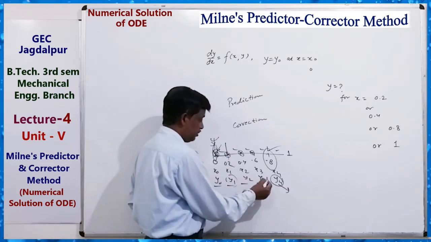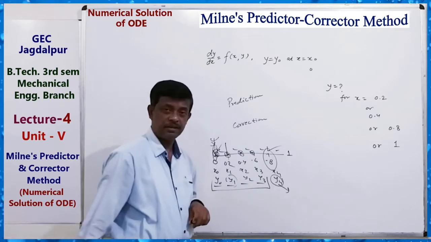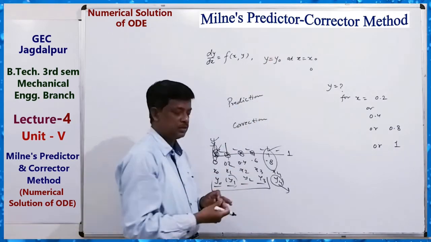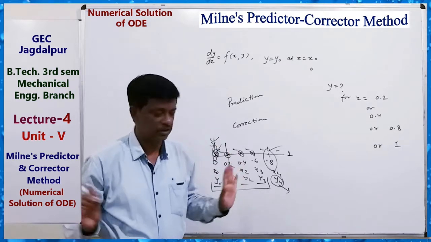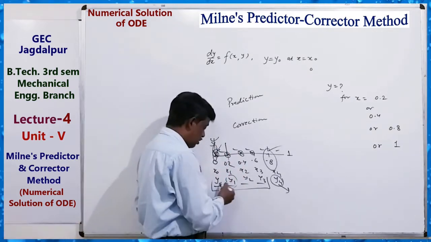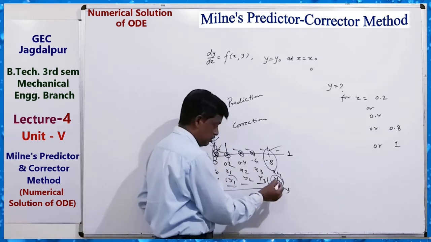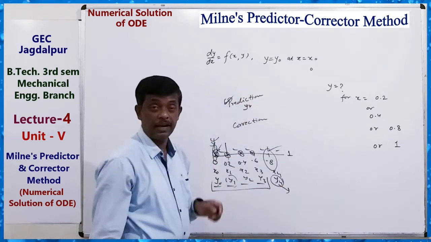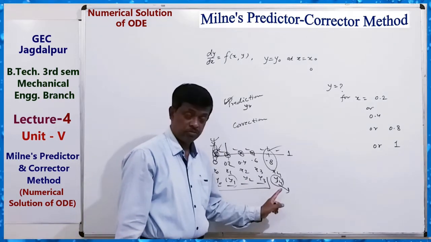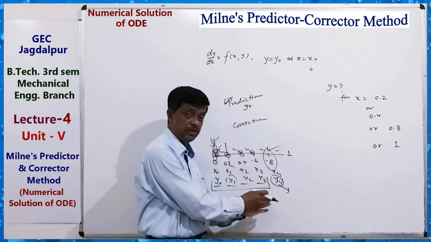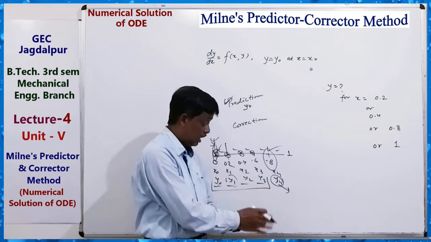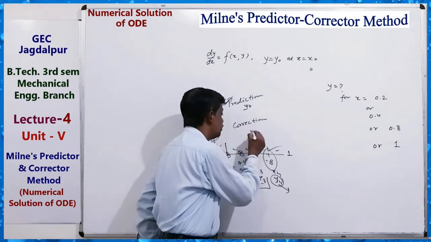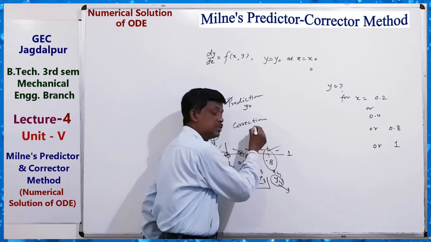If 4 values are given at these points, then these 4 values are used for predicting the value of y by the prediction formula, and for the accuracy, this value will be refined by the correction formula.